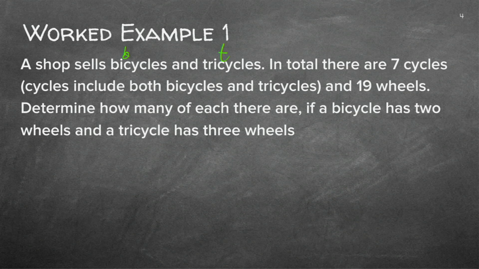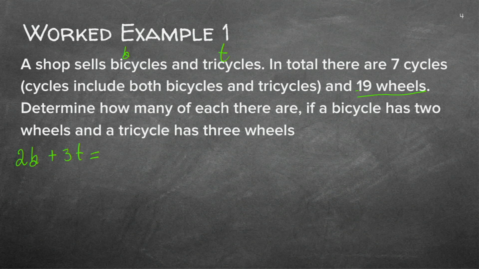In total, there are 7 cycles, so the cycles include both bicycles and tricycles. And you have also 19 wheels. So you need to determine how many of each there are. If a bicycle has 2 wheels, so a bicycle, guys, has 2 wheels, so now you have 2B, and a tricycle has 3 wheels, so you have 3T there.